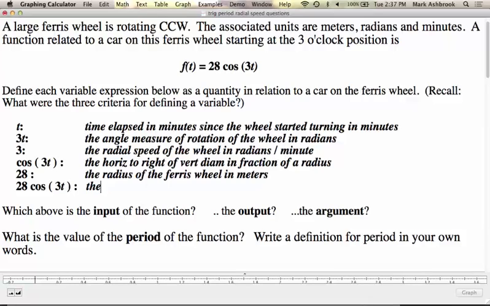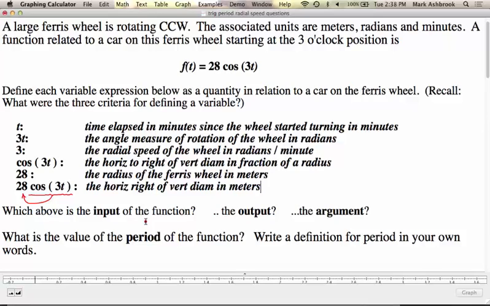Horizontal distance rather than vertical diameter, in meters. Why? Because our radius length is 28 meters, and this cosine is going to give us the right fraction of the 28 meter radius. So it'll give us our horizontal distance in meters, because this will be the fraction of 28, and we multiply. That fraction of 28 will give us the horizontal position at any given moment of time.